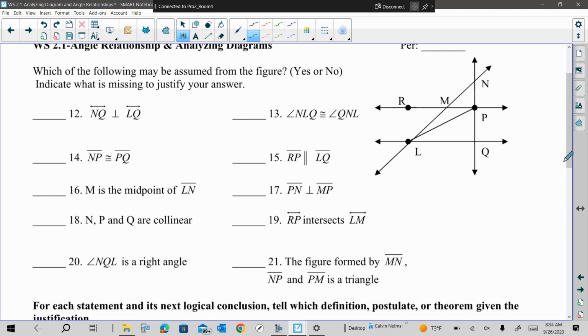So number 12 says line NQ. So they're referring to this line here, this vertical line, and that means perpendicular to line LQ. That's that line there. Yes or no? Can I say that they are perpendicular? This would be no. What's missing if I see this? Yeah, there's no box. Justify it. That's our justification. It's missing the symbol. There's no box.